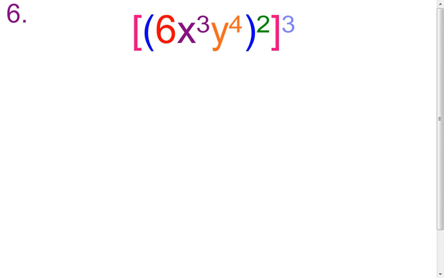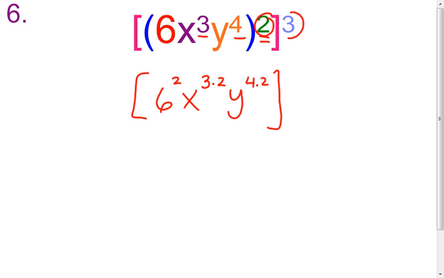So if we take what's inside first, I will have 6 to the second power, x to the 3 times 2, and y to the 4 times 2. All of that is still raised to the third power. Okay, so I will have 6 squared, which is 36. x to the 3 times 2 is 6. y to the 4 times 2 is 8. Raised to the third power.